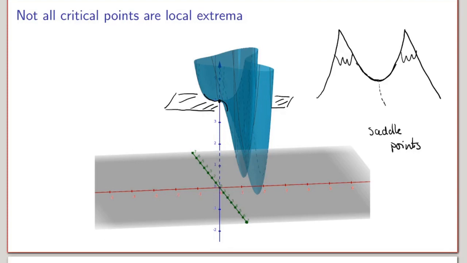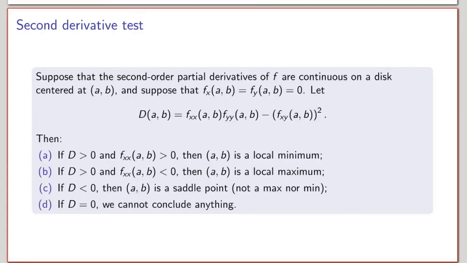Now, since it is not true that all critical points are local maxima or minima, how do we determine whether a critical point is a local maximum or a local minimum? Fortunately, there is a test for that called the second derivative test, which is analogous to the second derivative test for functions of one variable, but it is slightly more complicated.